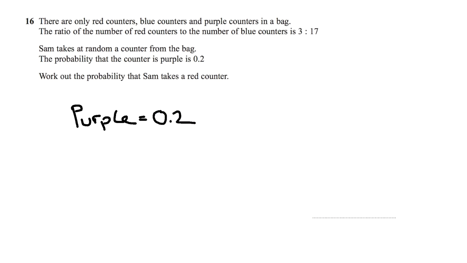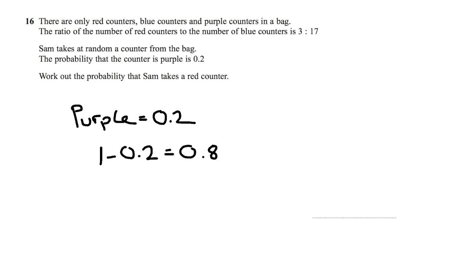So to find the probability of taking a blue or red counter, we need to subtract 0.2 from 1. So 1 minus 0.2 equals 0.8. So the probability of taking a red or a blue counter is 0.8. Therefore, I need to split the probability, which is 0.8, in a ratio 3 to 17.